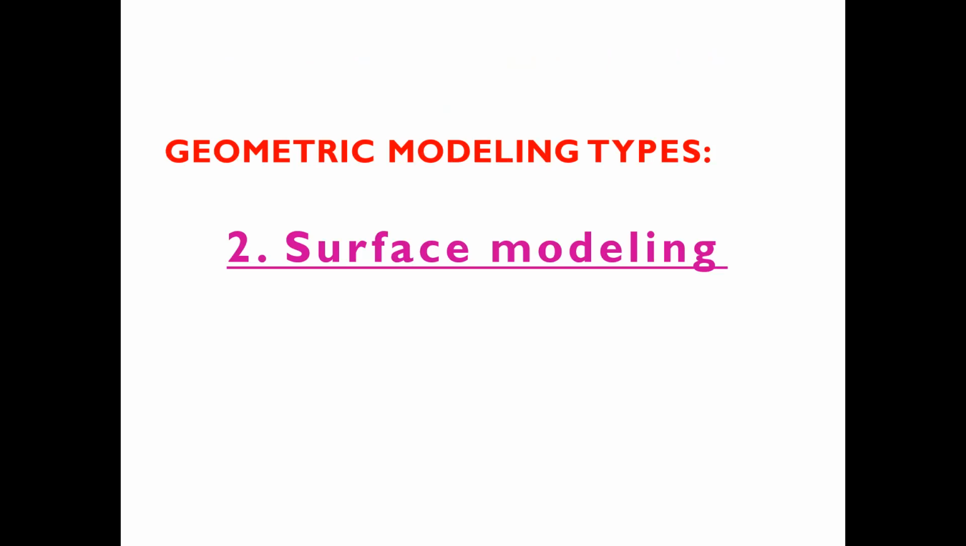Now we move on to the second type of geometric modeling, which is very commonly used, especially in the case of objects where we have to do aerodynamic modeling. For example, in the case of aeroplanes, aircraft, ships, automobiles, etc. So this type of modeling is very, very important in such areas. Surface modeling is actually a very important modeling technique in geometric modeling.